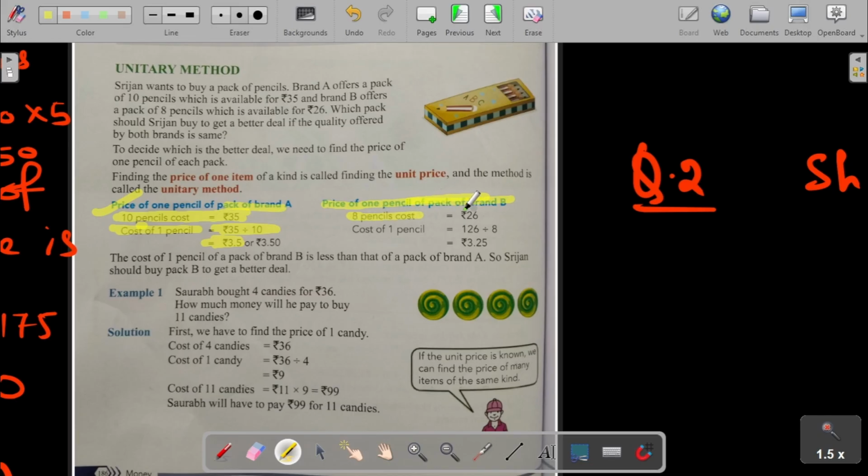And the price of the one pencil of the pack of brand B. So here 8 pencil cost is 26. So cost of one pencil is 26 divided by 8. So 3.25. So here the cost of one pencil of the pack brand B is less than the pack brand A.